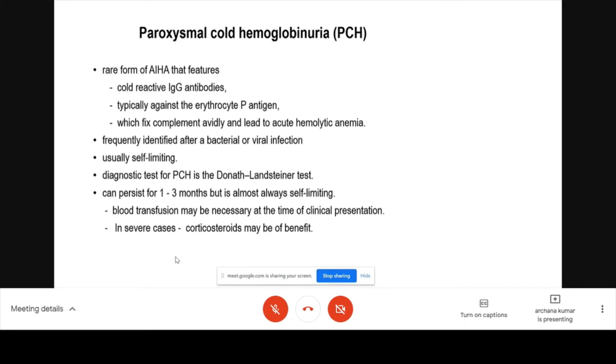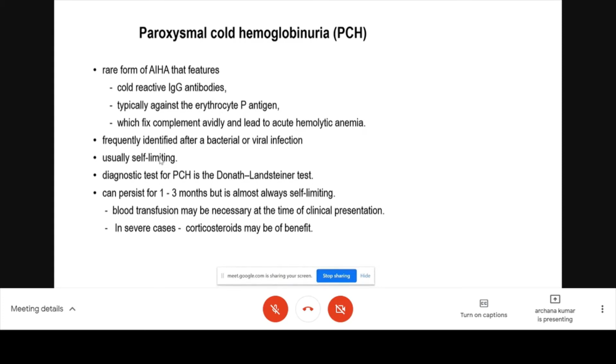The last one is paroxysmal cold hemoglobinuria. It is the rarest form of AIHA. It is because of cold reactive IgG antibodies, typically against the erythrocyte P antigen. This is different from PNH, is it? It is totally different from PNH.